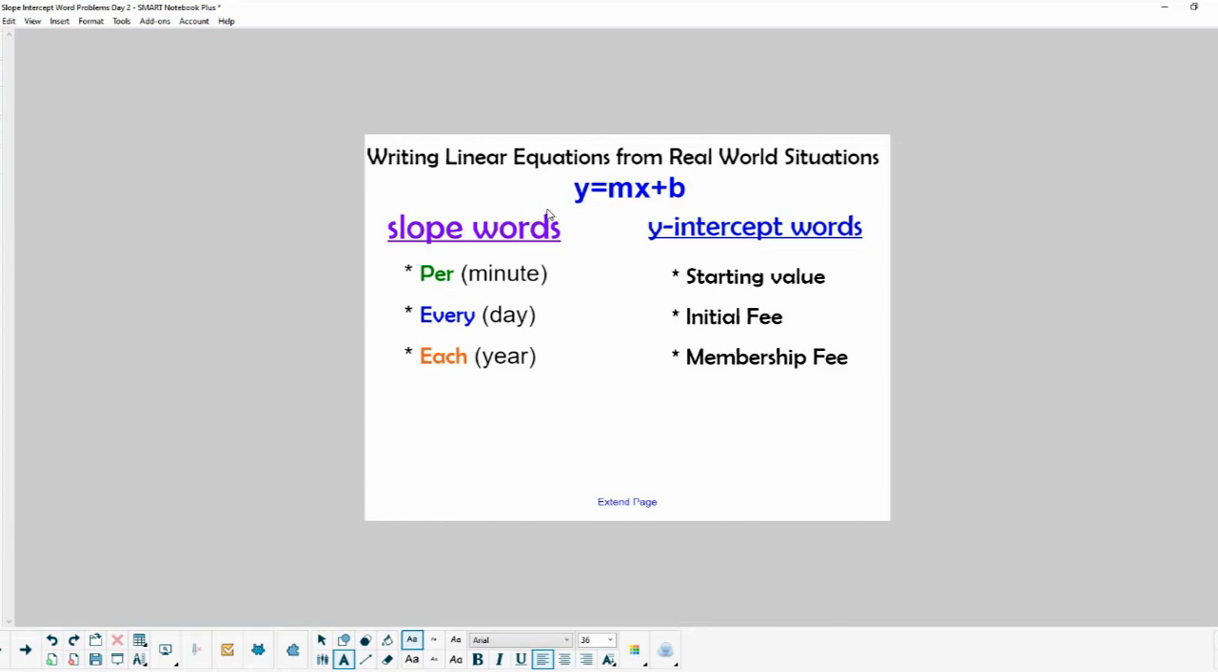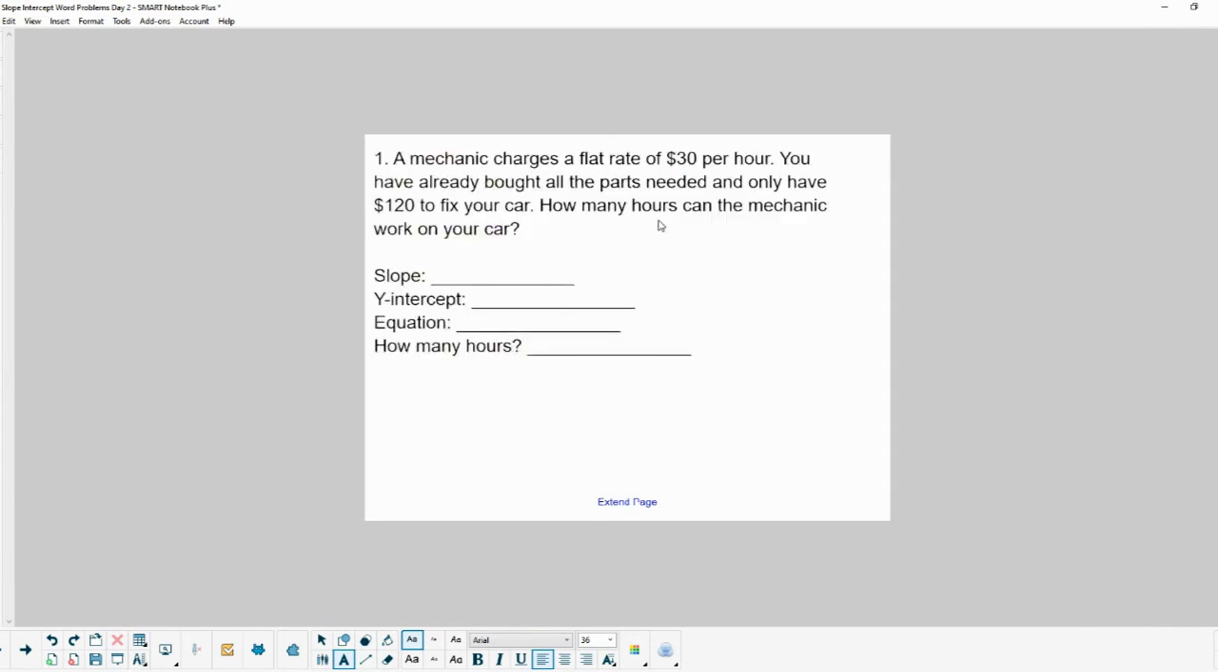Words that we're going to be looking for that are going to give us this m value in our equation are slope words like per minute, every day, each year. Other numbers that give us this b amount, or the y-intercept, are starting value, initial fee, or the membership fee. So if we start out with our first problem, a mechanic charges a flat rate of $30 per hour, and you have already bought all the parts you need and only have $120 to fix your car.